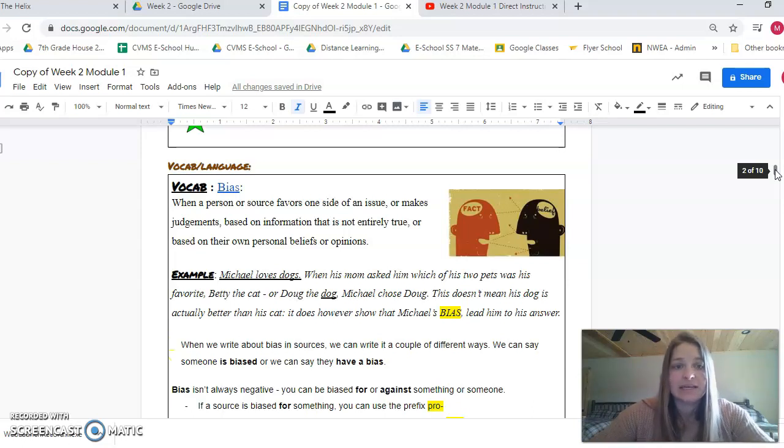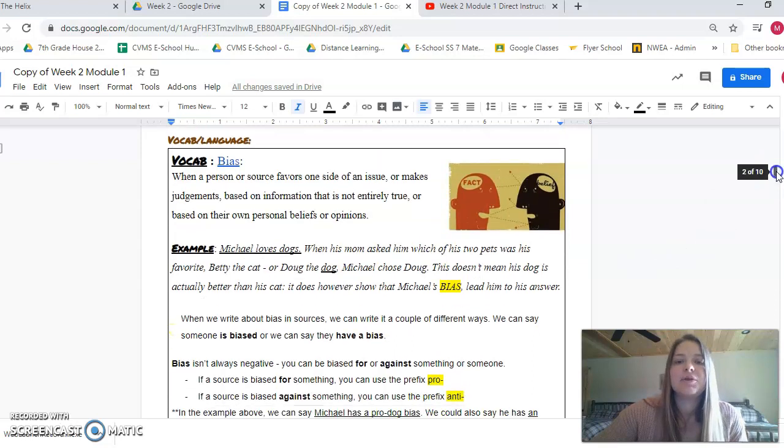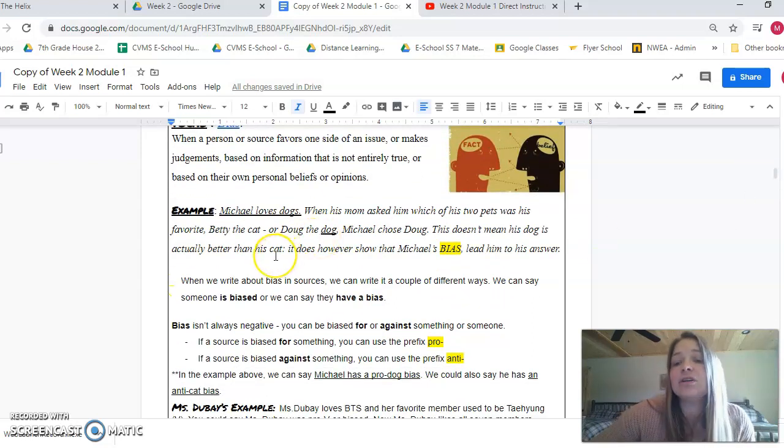So, bias. The definition is when a person or source favors one side of an issue or makes judgments based on information that is not entirely true or based on their own personal beliefs or opinions. Right? So the example that we're going to look at today is that Michael loves dogs. Okay? When his mom asked him which of his 2 pets was his favorite, Betty the cat or Doug the dog, Michael chose Doug. This doesn't mean his dog is actually better than his cat. But it does show, however, that Michael's bias led him to this answer.